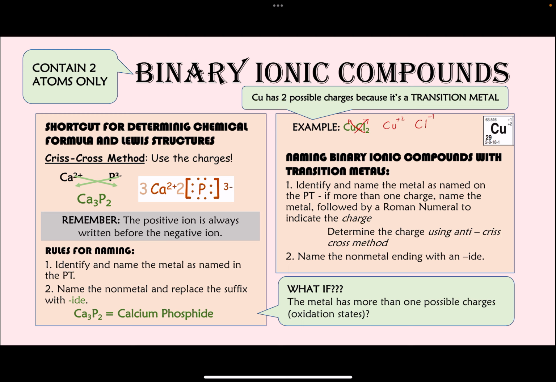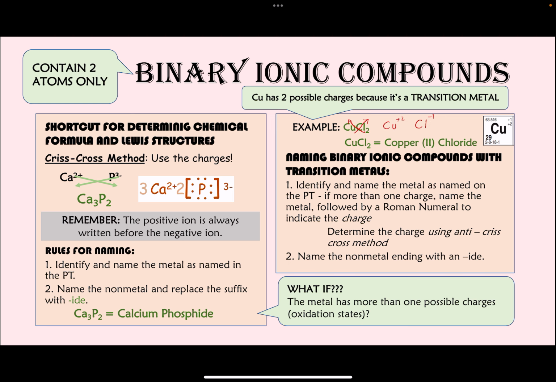So when we name this compound, we're going to say copper, and then the charge of copper is 2, so the Roman numeral for that is going to be just 2 I's, and then chloride for your nonmetal. Alright, so this is how we name any ionic compounds that have a transition metal.